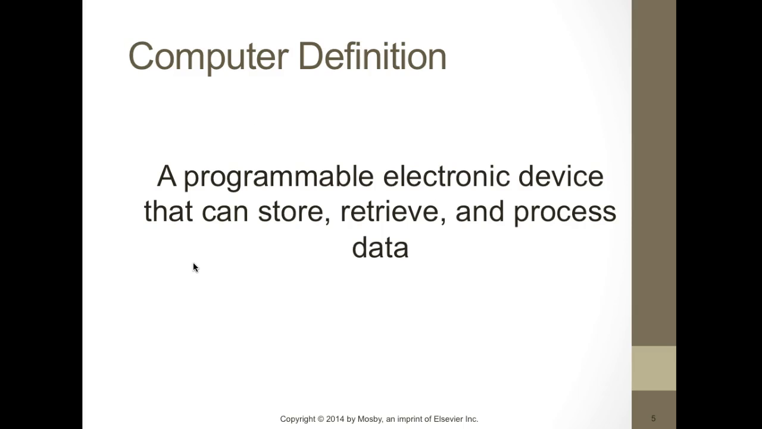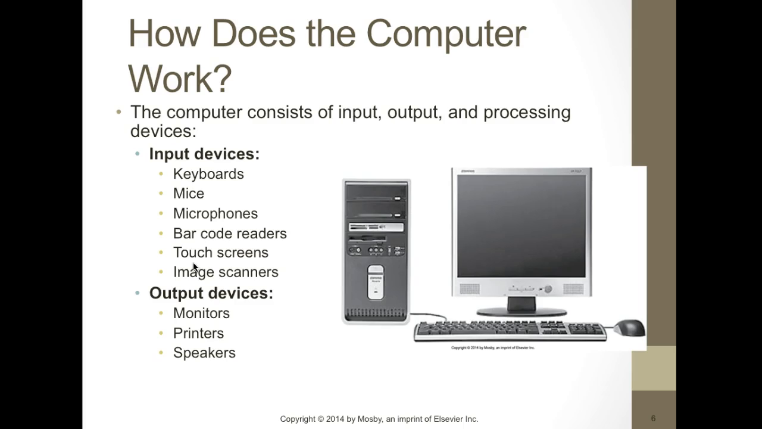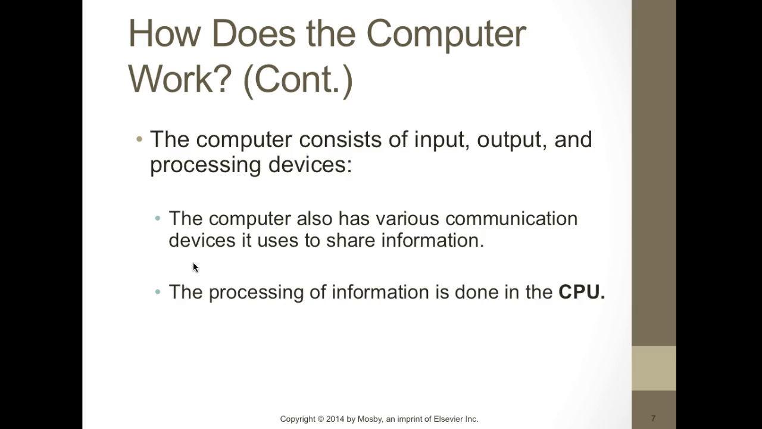So the basic definition of a computer: it's a programmable electronic device that can store, retrieve, and process data. How does it work? The computer consists of input, output, and processing devices. The input devices are all your ancillary things: your keyboards, your mice, your microphone. And as you guys know, in clinic, you can do the scan bars. There's touch screen, and there's also some image scanners. The output devices are your printers, your monitors, your speakers, that kind of thing. The computer also has various communication devices it uses to share information.